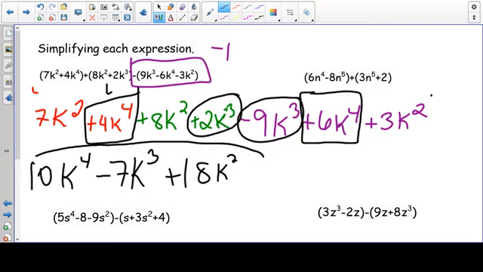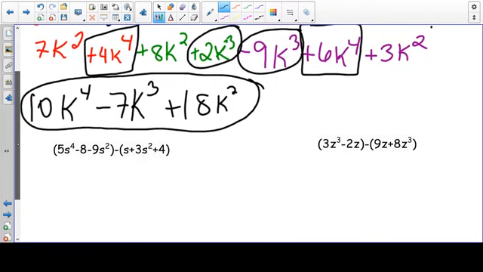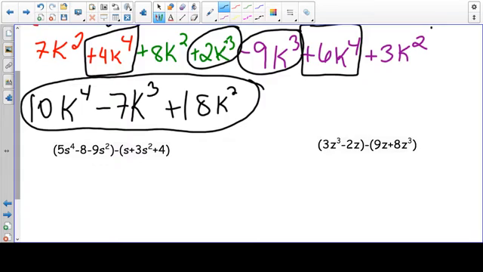And that is my final answer because I've simplified down as much as I could. So keeping that one in mind, we're going to go to the problem below it so we can use that first one as an example so I don't have to start erasing stuff.